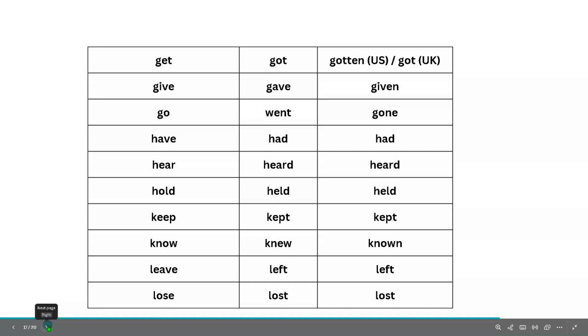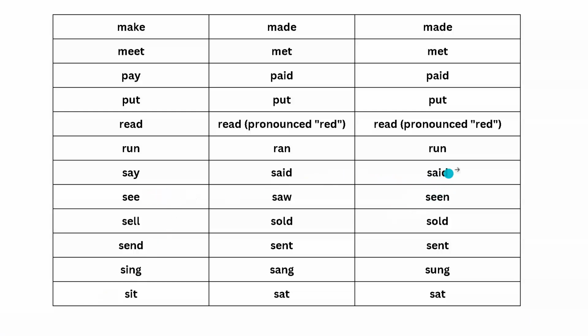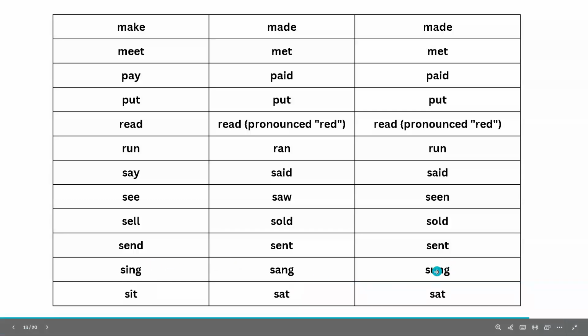Okay. Next. See here. Read. Read, read. In past tense form, we read it as read. And there also we read it as read only. Okay. See, saw, seen. Here all three words are completely changed. Say, said, said. Okay. Send, sent, sent. See here, sing, sang, sung. Spelling V2 is changed. V3 is also changed.